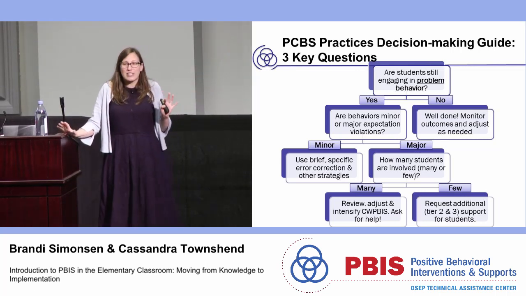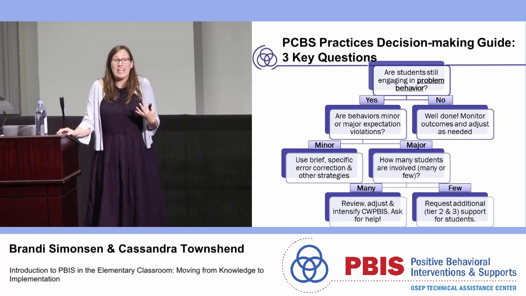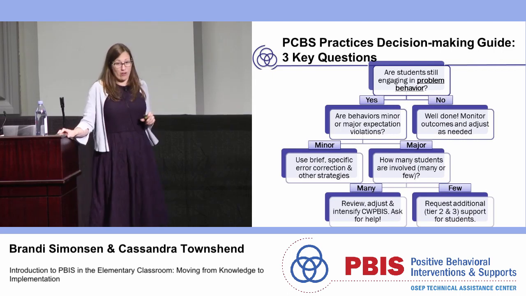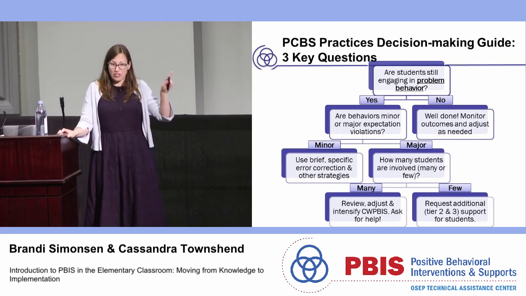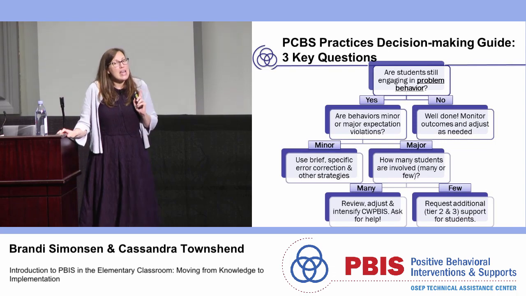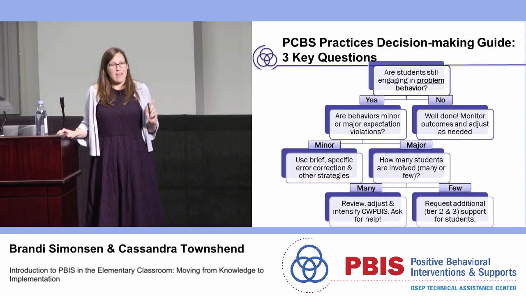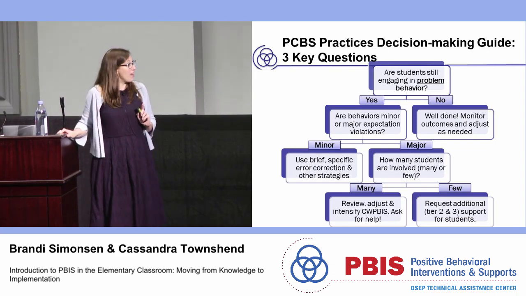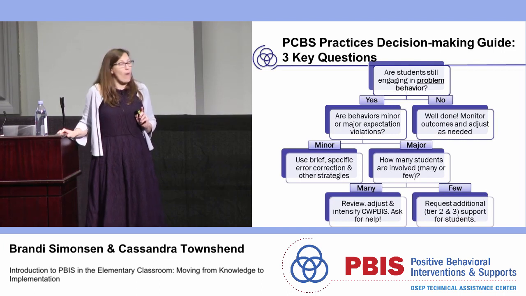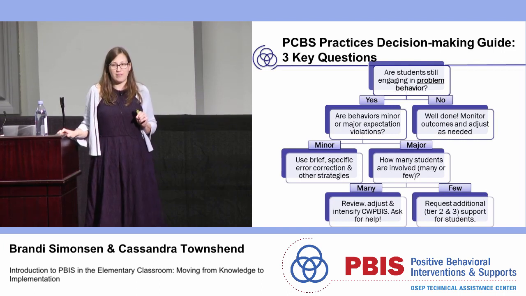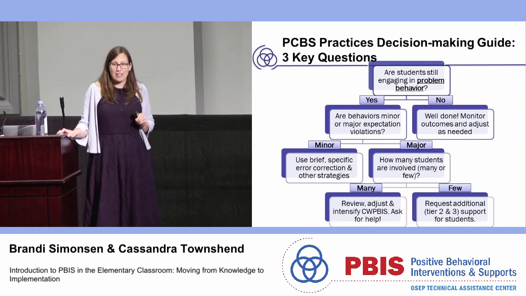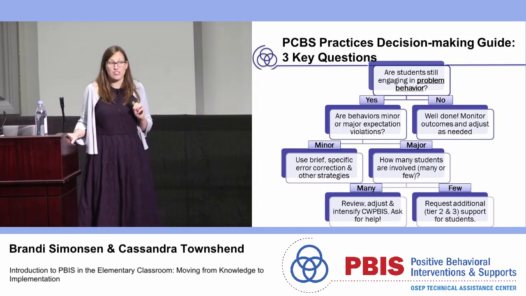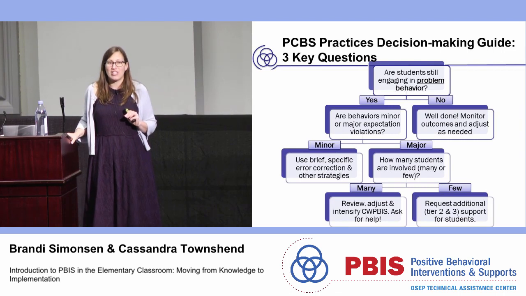But for most of us, there's some level of behavior. So then the question is, what is it? What does it look like? Is it minor? And if it's minor, we have a set of strategies that I'll talk about in a second. If it's not minor, if you have significant challenging behavior in your classroom, then the question becomes how many kids are involved. If you are in a classroom where 80% of kids are engaging in significant problem behavior, what tier of an intervention is that?